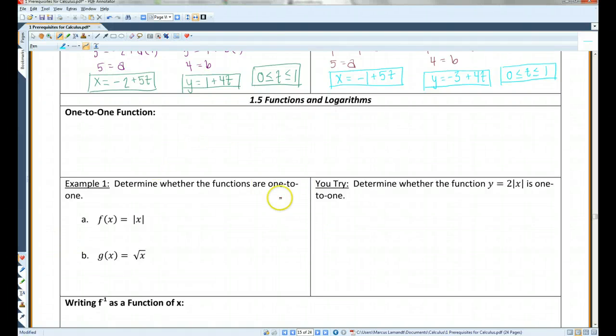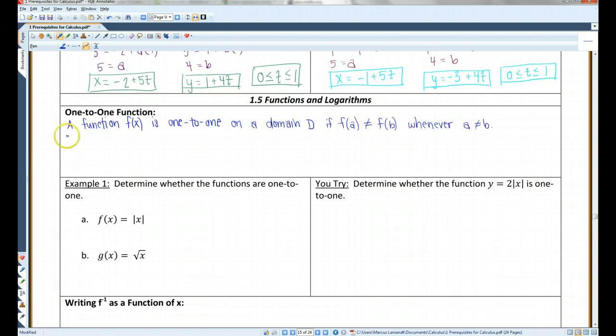Alright, 1.5, functions and logarithms. Okay, I'm going to write down the first definition. A function f of x is one-to-one on a domain D if f of a does not equal f of b whenever a does not equal b.